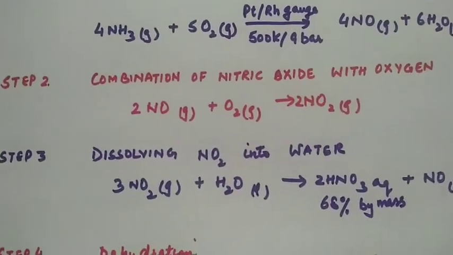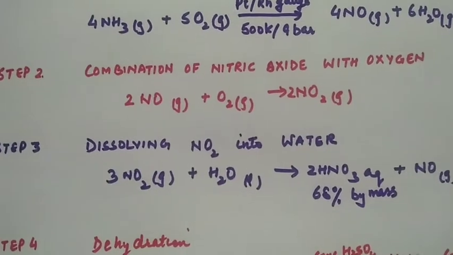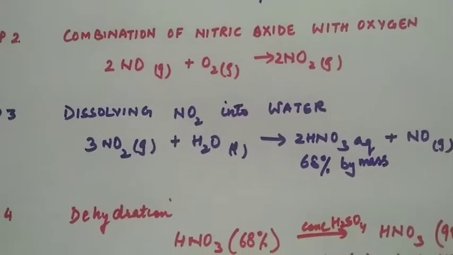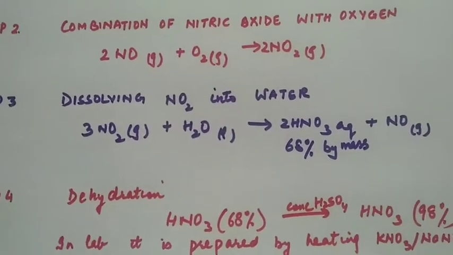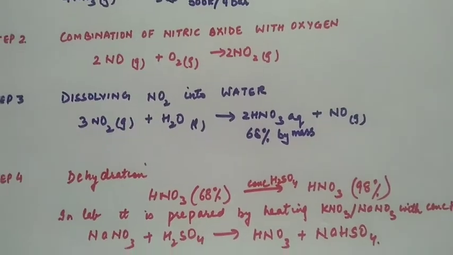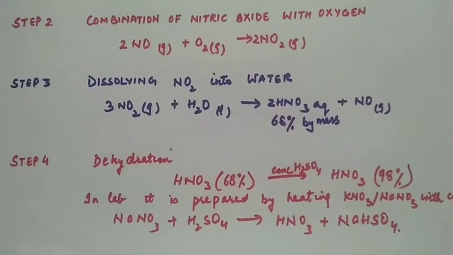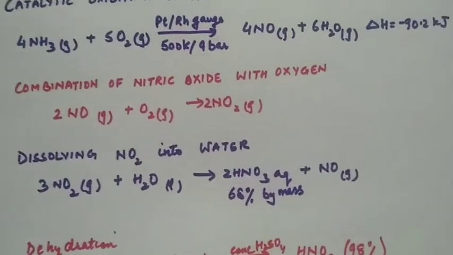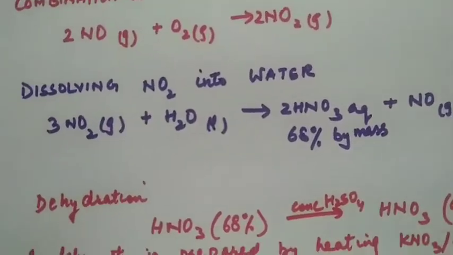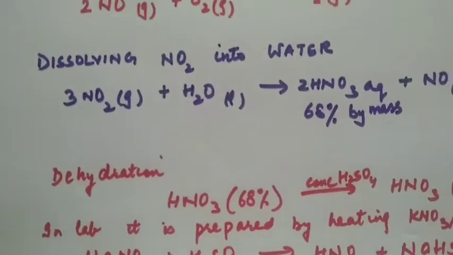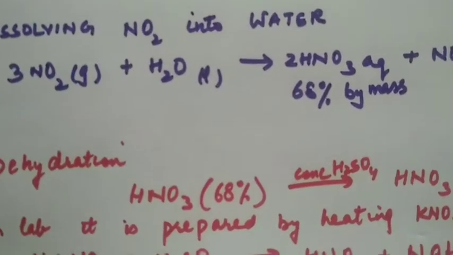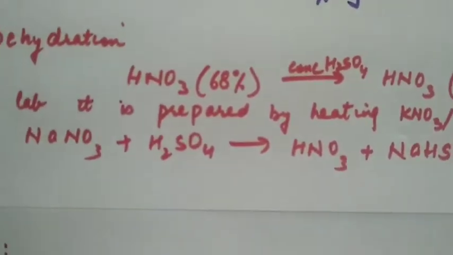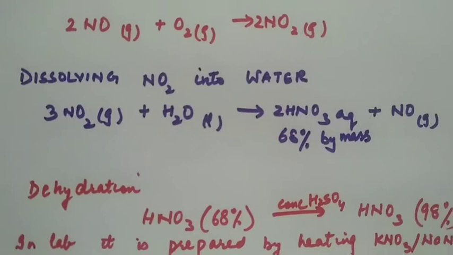After nitric oxide is formed, the second step involves combination of nitric oxide with oxygen. So air is passed and nitric oxide is oxidized to nitrogen dioxide. Then nitrogen dioxide is dissolved in water to form nitric acid, which is 68% by mass, and along with it nitric oxide is formed. The nitric oxide thus formed is recycled and aqueous nitric acid can be obtained. It can be used in the laboratory as such.